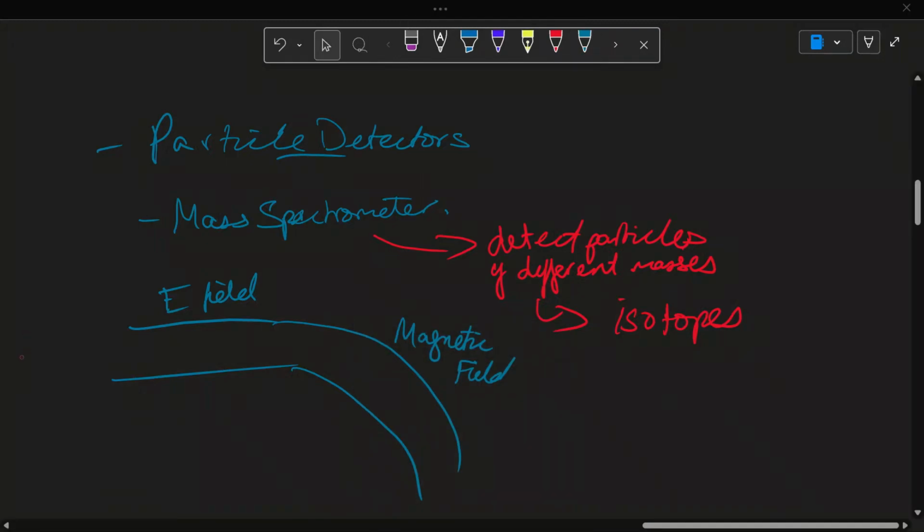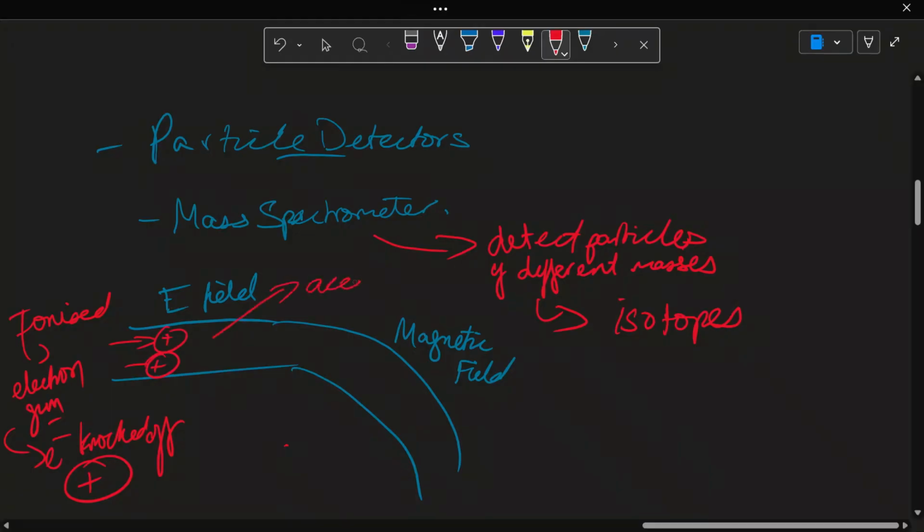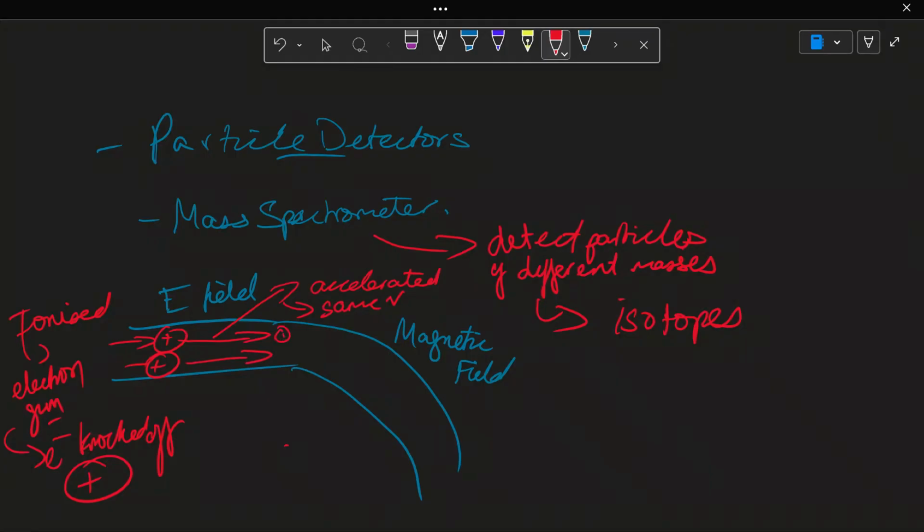Okay, so firstly, our samples are ionized using an electron gun. So electrons are knocked off. So they all have a positive charge, generally 1 plus. And now you've got all these positive particles in our electric field. In the electric field, the particles are accelerated, so they all have the same velocity. Once they reach a magnetic field, the magnetic field just curves their path. Sort of deflects it.